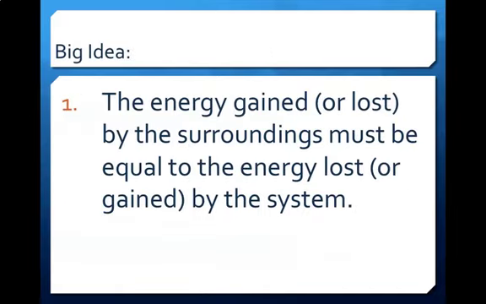So the big idea here, the energy gained or lost by the surroundings has to be equal to the energy lost or gained by the system. This is like our conservation of mass. Same sort of thing going on here. The reason we balanced reactions, same thing is going on here. Energy is not suddenly disappearing. Maybe changing into a different, less usable form, but it's going somewhere and we can track that.